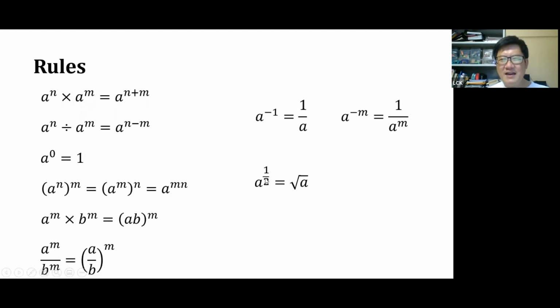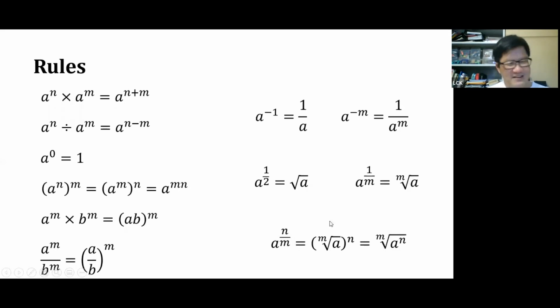All right, a to the power of half is the square root of a. That's what it means. A to the power of 1 over m equals the mth root of a. So a to the power of 1 over 3 is the cube root of a. And the last one, the final one, all right? A to the power of n divided by m equals this or that. Too long to say, so just look at it.